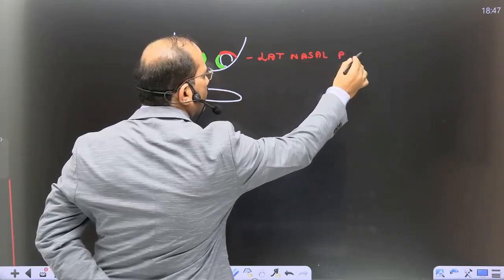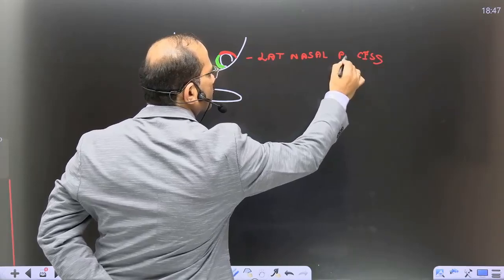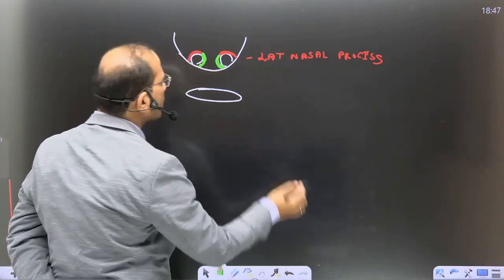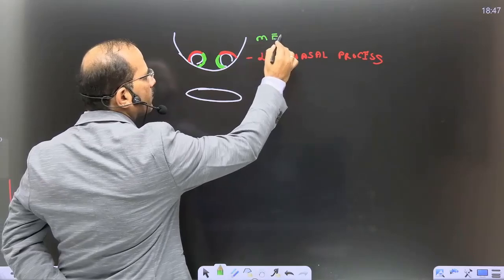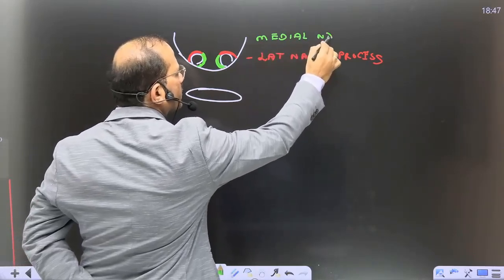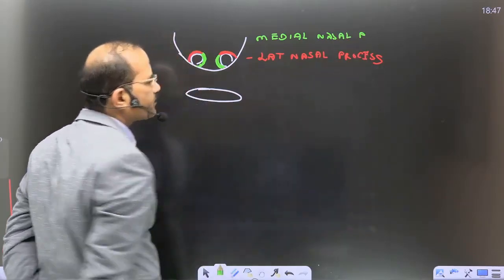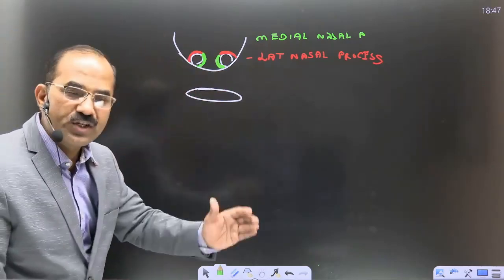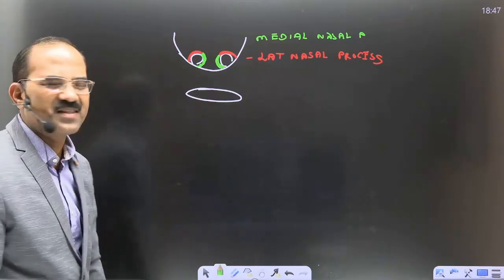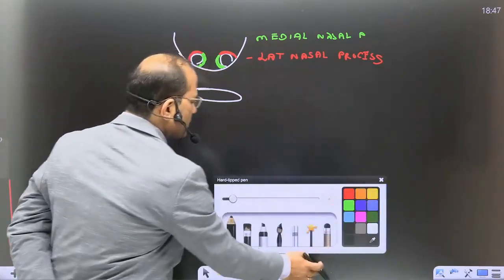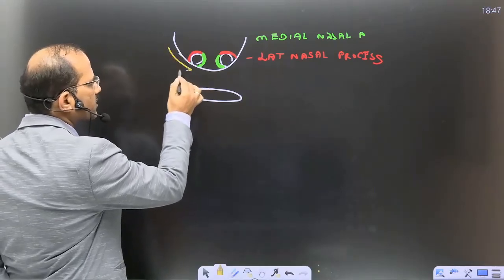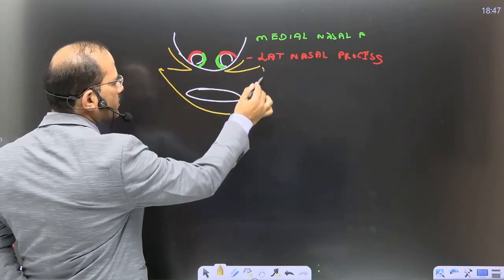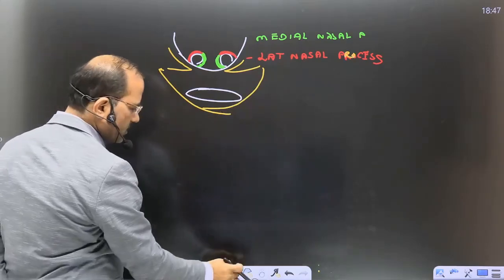Okay, and the one in green is known as the medial nasal process. Clear? These are the parts of the frontonasal process. So the frontonasal process differentiates into a medial nasal process and a lateral nasal process. Now students, what is this process here? That's the maxillary process on both sides. And what is this process here? That's the mandibular process.